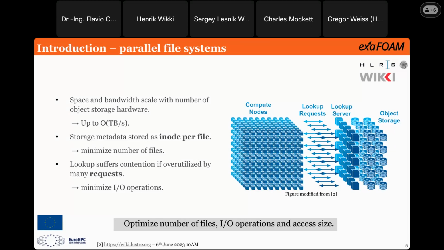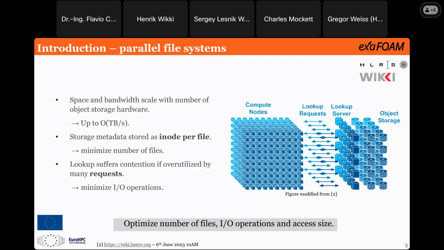And one thing is the inodes, as I mentioned before. This is sort of the metadata inside your file system that lets the file system know where the data is stored and on which actual hardware, on which object storage targets. So they are on this very right side of this graphic here, and in between you have these lookup servers which take care of these inodes, the metadata, and in between your compute nodes and your object targets, you will always have the requests of reading and writing, and these requests should be minimized.